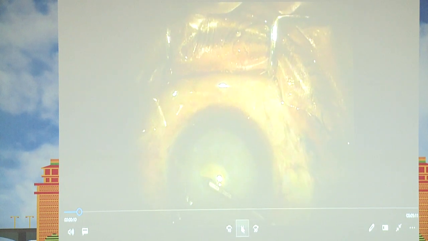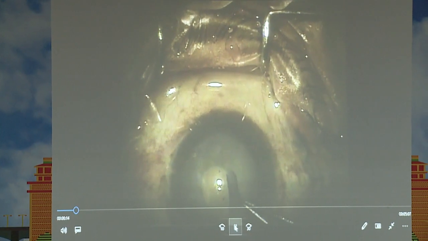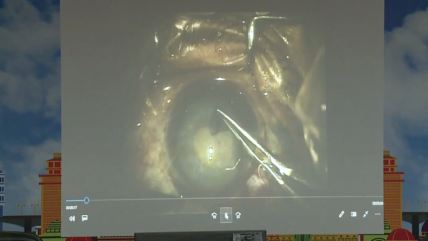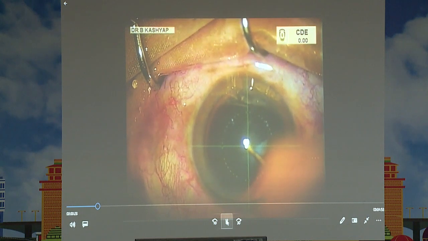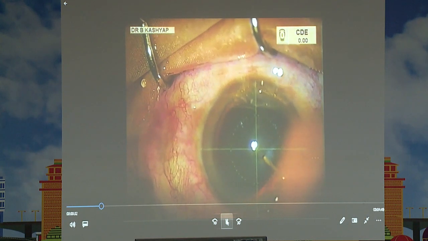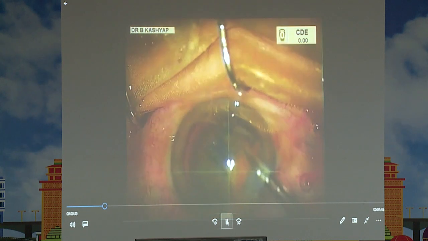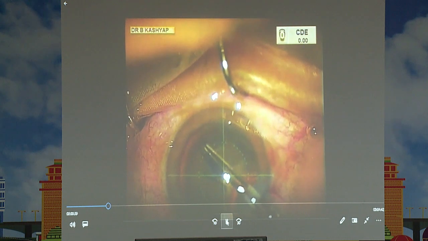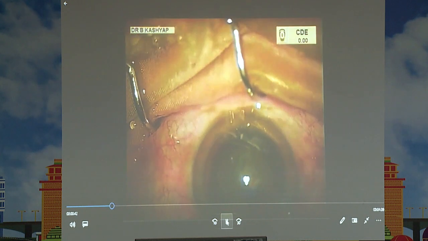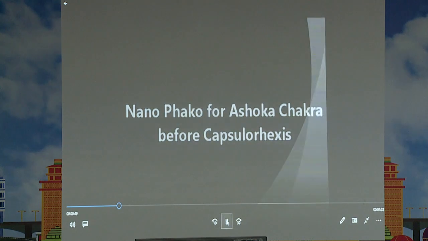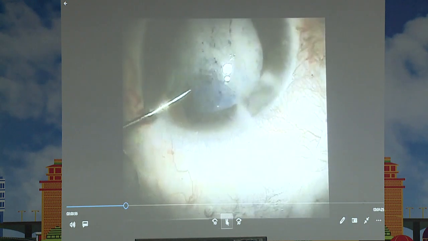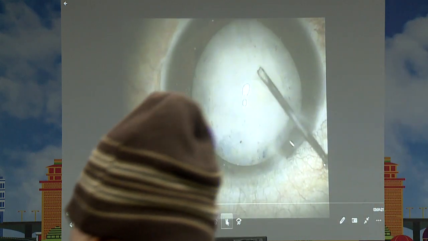This is an old video. We started with a small rhexis, then extended it to the bigger one, the desired one. This is the second one. This is not a white intumescent cataract. It is just for the demonstration that you start with a very small rhexis and then extend it to the desired size. But this nano-phaco for Ashoka Chakra, like Pancho rhexis, works fantastic. You punch, stay there for some time, remove it after putting the viscoelastic, and continue with the rhexis.